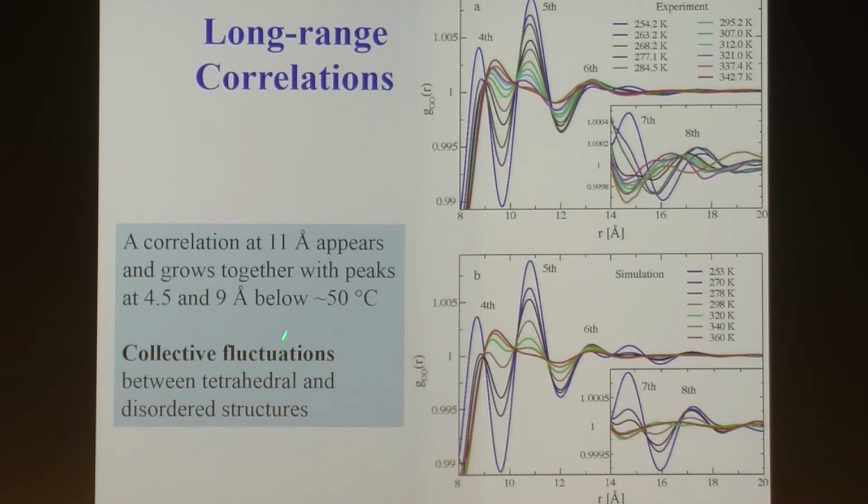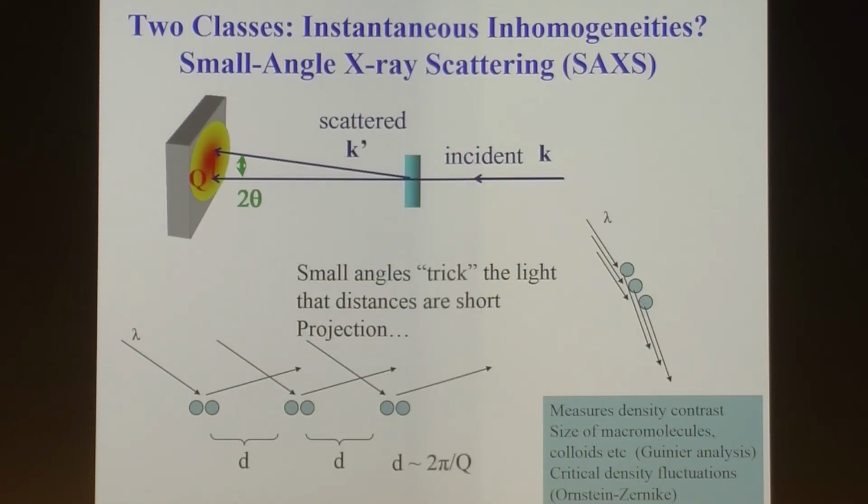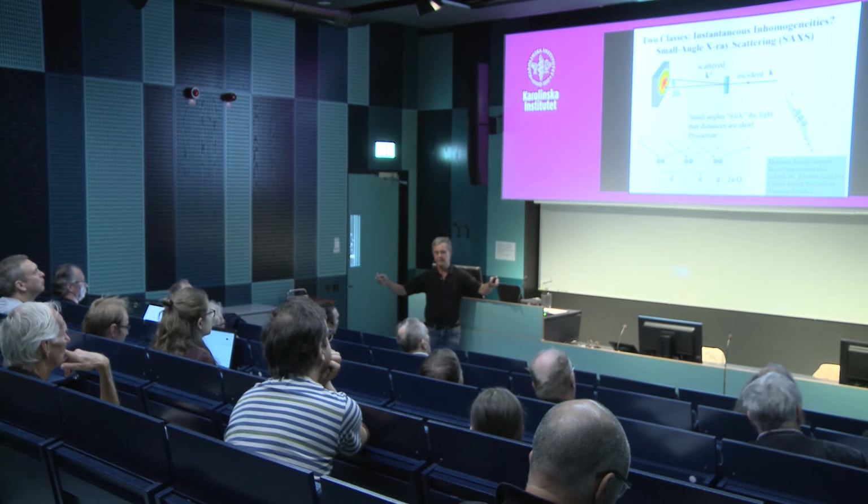So as the 4.5 angstrom, that's a second tetrahedral shell, starts to grow, then we also get a peak at 9 angstrom, and at 11 angstrom comes up pretty markedly here. So what happens is that water becomes correlated. You get larger fluctuations. And we can look at them with small-angle X-ray scattering. But now we're going to look at 1 nanometer. I mean, that's 10 angstrom.